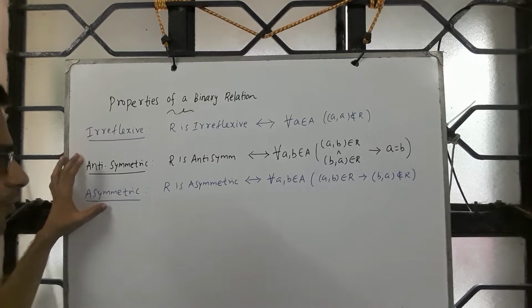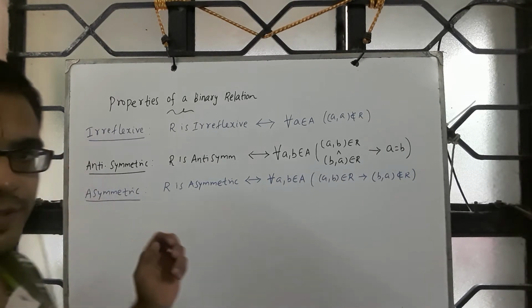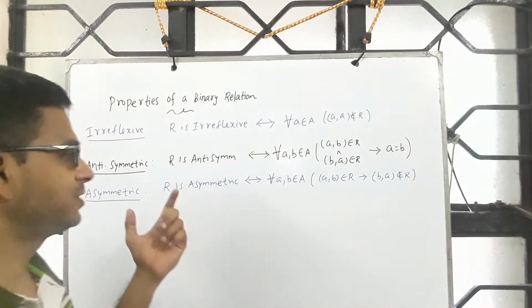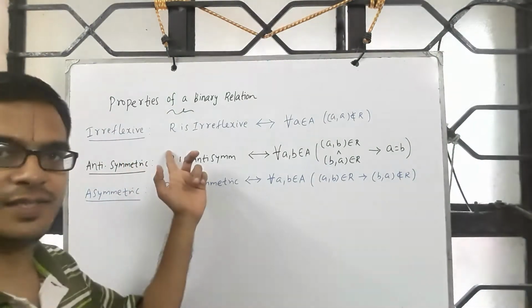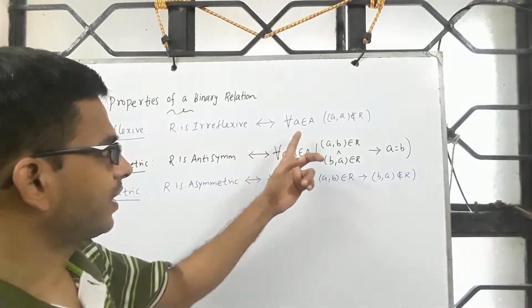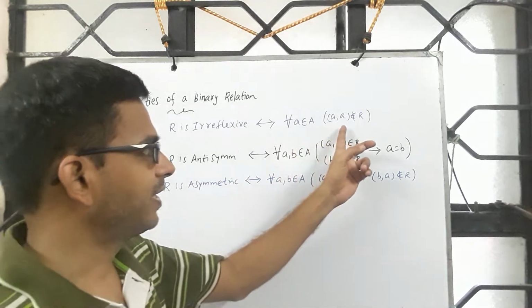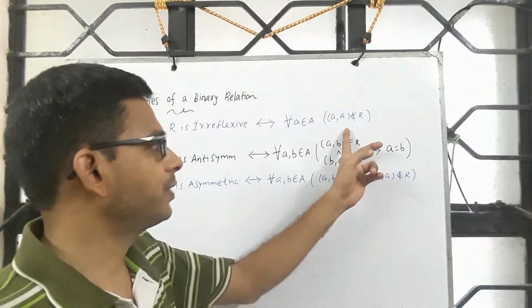There are a couple more properties which one can define on a binary relation. The first one is irreflexive. You say R is irreflexive if for each a belonging to A, (a, a) does not belong to R.